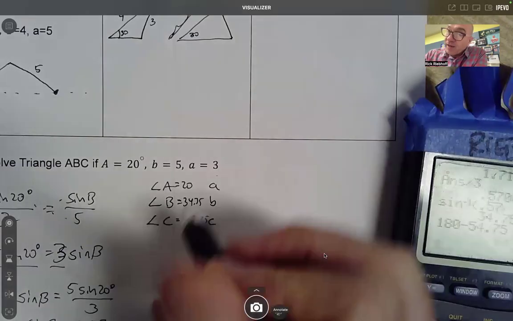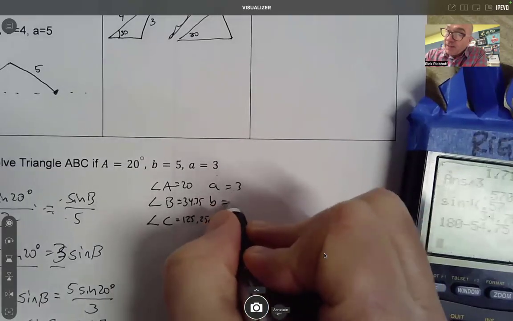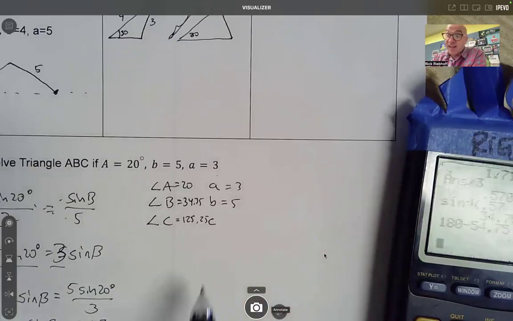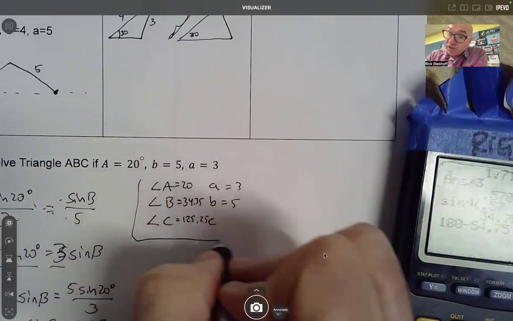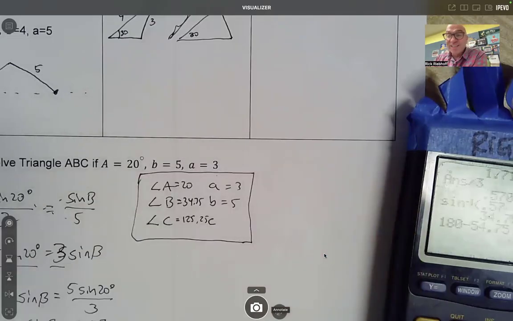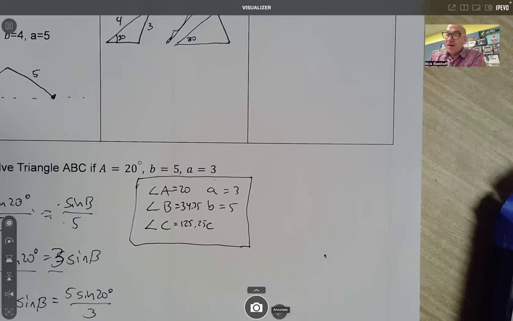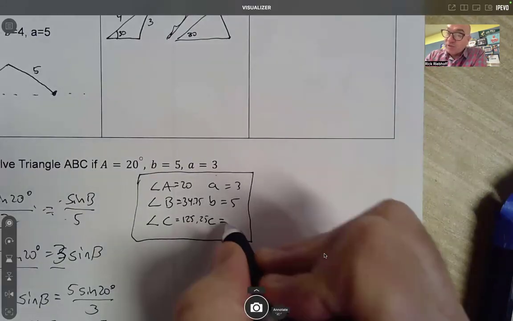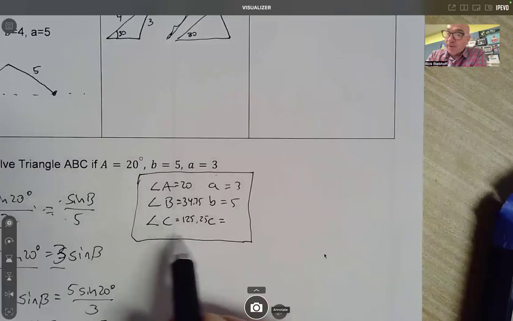Right? We know that A is 3, B is 5. We've got one more to solve, so I can do law of sines again to figure that out. But this is only one of the two solutions. Ooh, so exciting. All right, and we're going to have to draw a picture to figure out what the other solution is. So let's go ahead and finish this up, right?